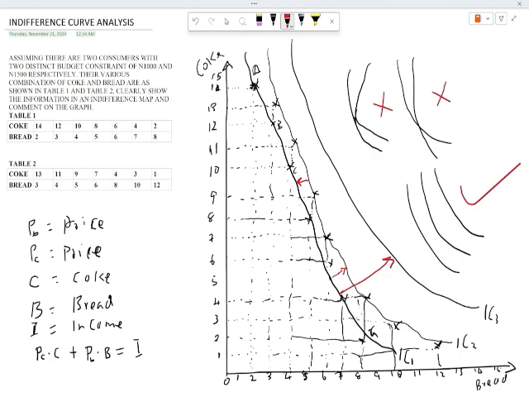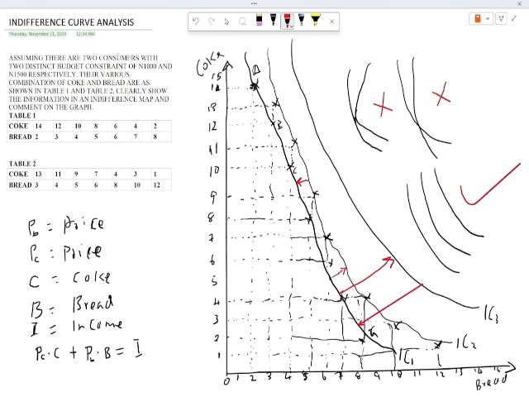And if the reverse were to be the case where IC3 moved to IC1, then we have a lower level of satisfaction. So IC3 represents a higher level of satisfaction, while IC1 represents a lower level of satisfaction. This is what ranking means in the ordinalist approach to studying consumer behavior or measuring utility.